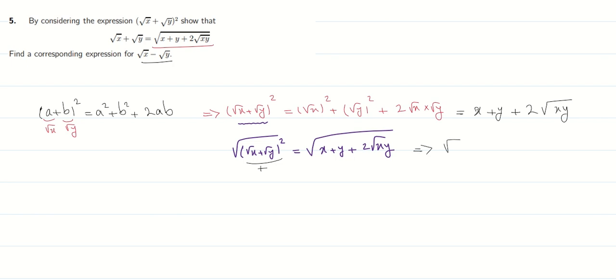So we're just going to say that this one would be equal to square root of x plus the square root of y, and on the right hand side we have the square root of x plus y plus 2 times the square root of xy. And we could successfully prove that this expression, square root of x plus the square root of y, would be equal to this expression in here, which is the same mentioned on the question as well.